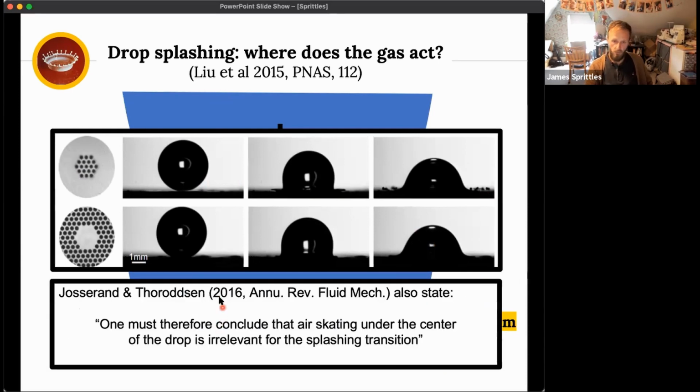And so there's strong evidence that it's this wetting process which is really key to splashing. And if we look at a relatively recent annual review, they also conclude that air skating under the center of the drop is irrelevant for the splashing transition.